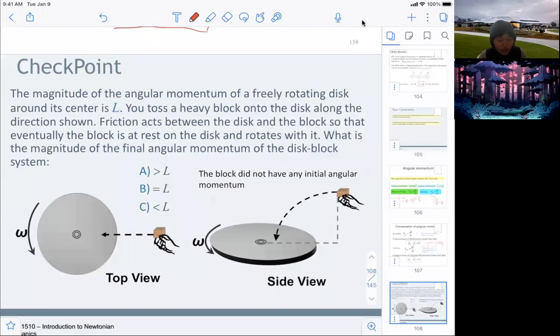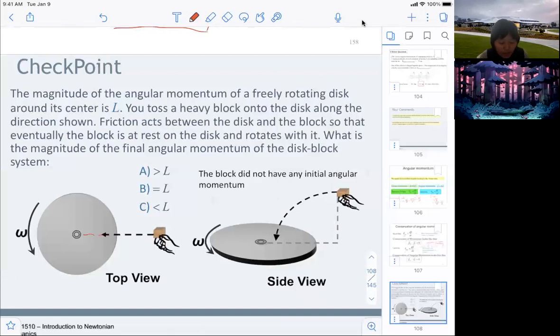Okay. So here is a checkpoint question. It's really the idea that if there is no external torque, the angular momentum of the system should remain constant. So let's look at this together. We have a rotating disc, and from the top view it is rotating in the counterclockwise direction with angular velocity omega. But you toss a heavy block onto the disc along the center through this line. So from the side view, it looks like this.